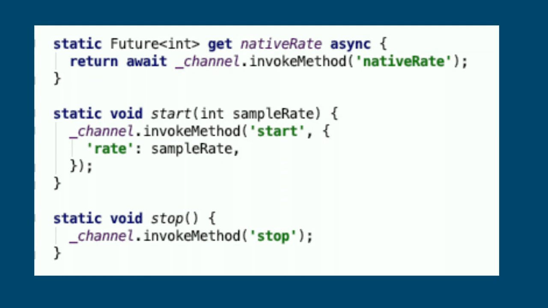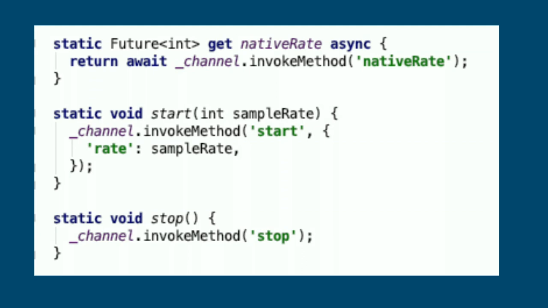So we've got a static getter that's async for native rate that is going to do this call of invoke method on the channel. So you can just paste this code directly into the template that's already been created for you. You can see that invoke method is going to return a future, and we're just going to await that and then return that. The start and stop methods follow the same format, except that they don't actually return any results. So there's no need to wait for the result to return. They can just return void.